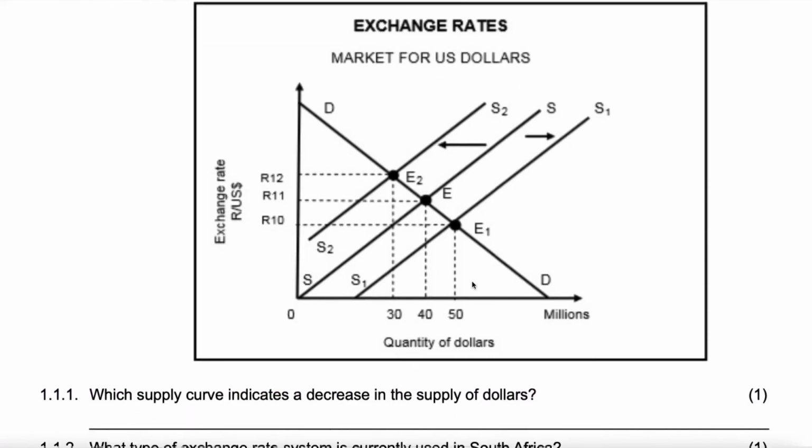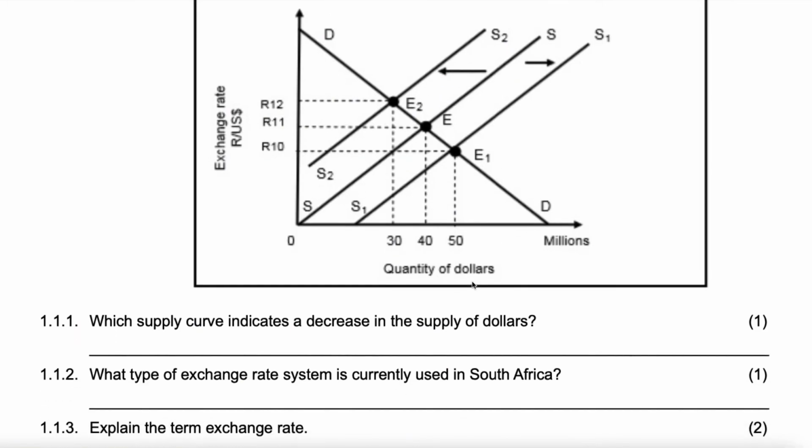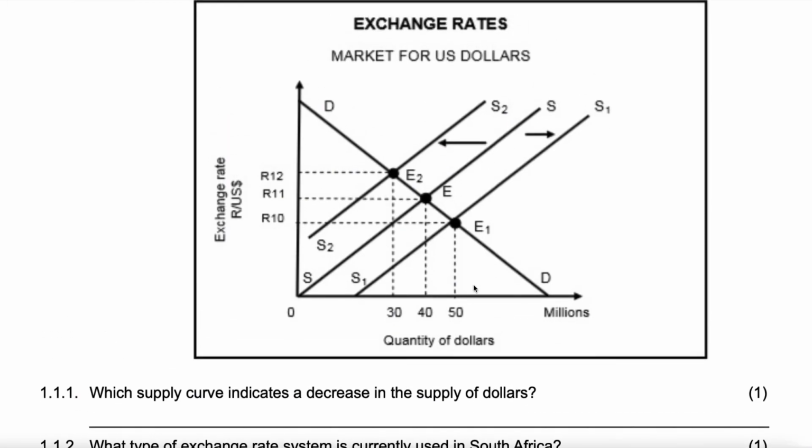Okay, if you understand, let's have a look at the questions that we have. We'll look at the first one. Which supply curve indicates a decrease? Well, this is a giveaway in the supply. It is this one here, S2. So S2 is the supply curve that represents a decrease, because this is 40 to 30. So you see, that's a decrease.